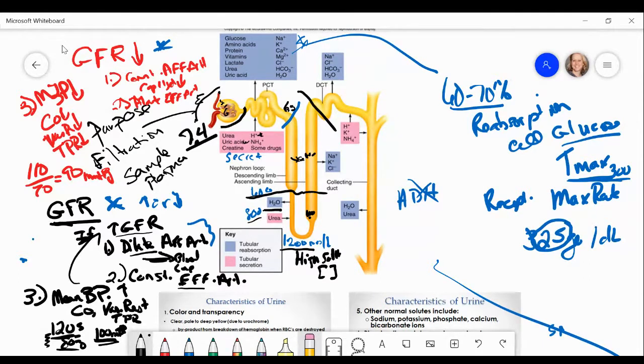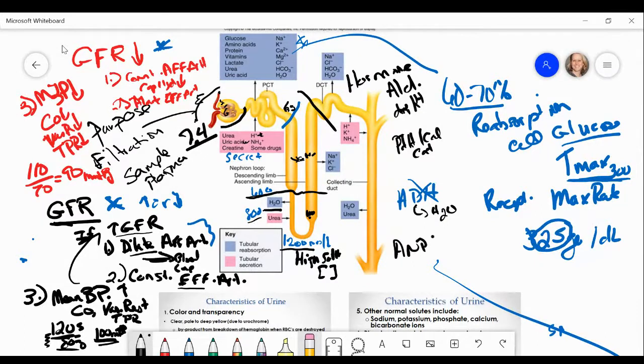And then once we get to our DCT, everything at this point is going to be hormone driven. Remember, our big hormones are aldosterone, with the goal of dumping potassium. We have ADH, which is all about retaining water. We have parathyroid hormone and calcitonin, which regulate our calcium levels. And we have ANP and BNP, which try to keep aldosterone and ADH from working as well, and by doing that usually help us dump water, not retain water.